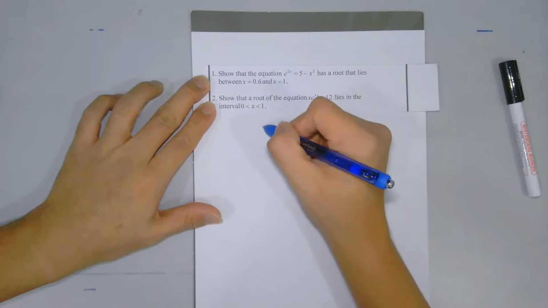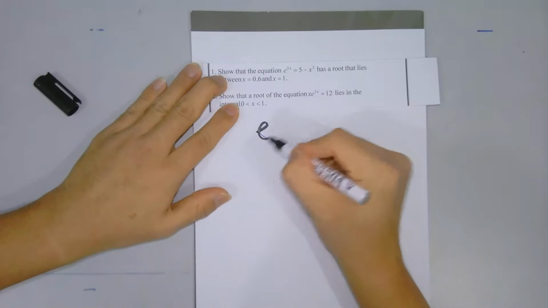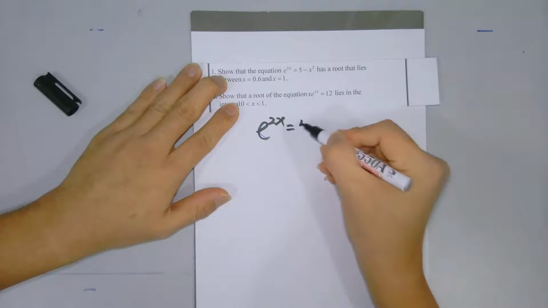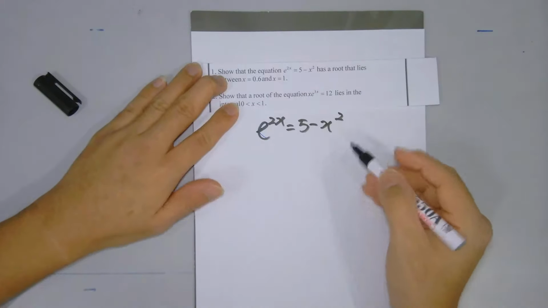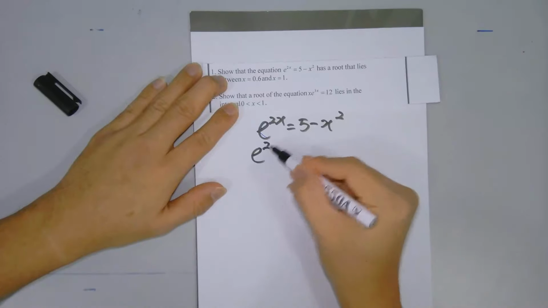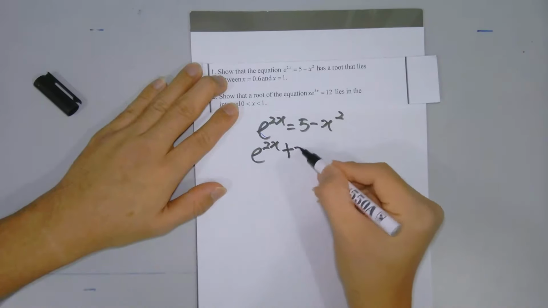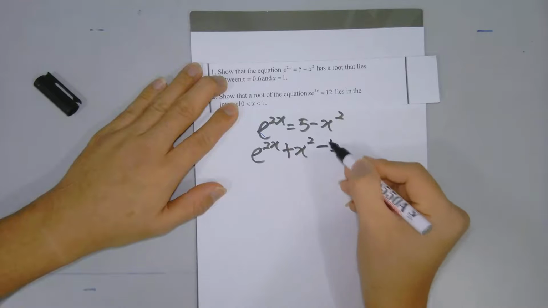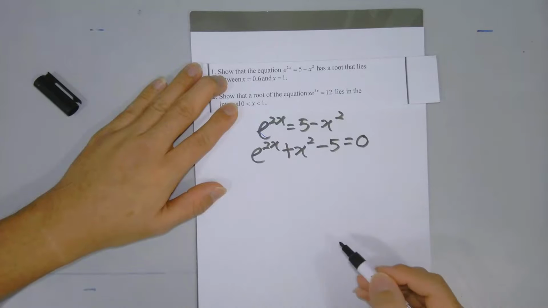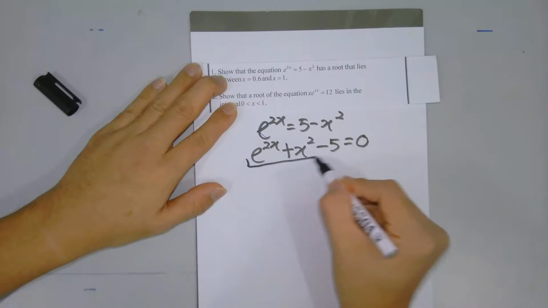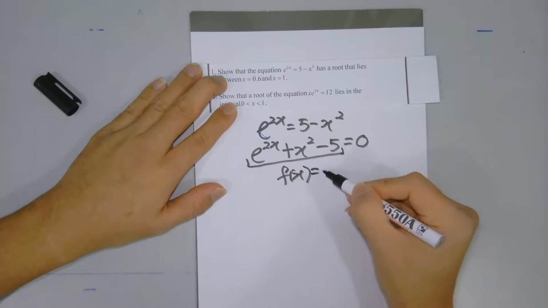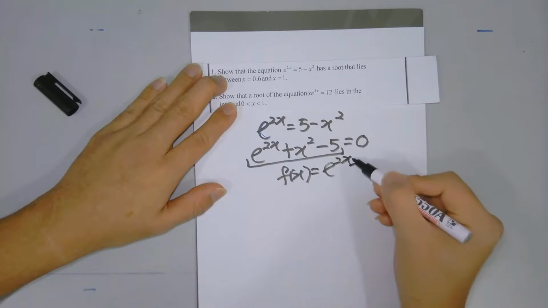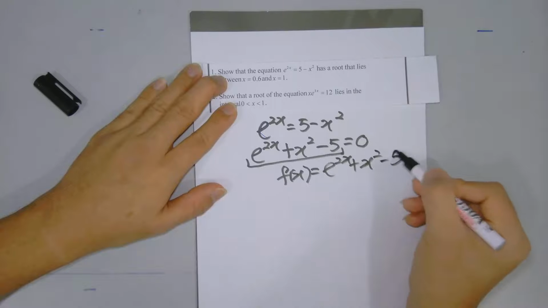So I'm going to write this equation, okay, using the marker. I have e^(2x) = 5 - x^2. How do I know there is a root? I'm going to rewrite this into a single function: e^(2x) + x^2 - 5 = 0. So I assume this to be a function, so the function now is f(x) = e^(2x) + x^2 - 5.